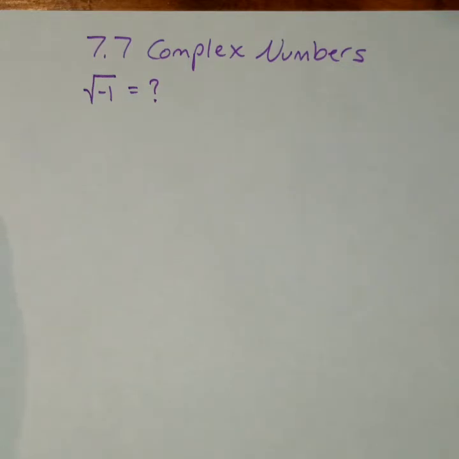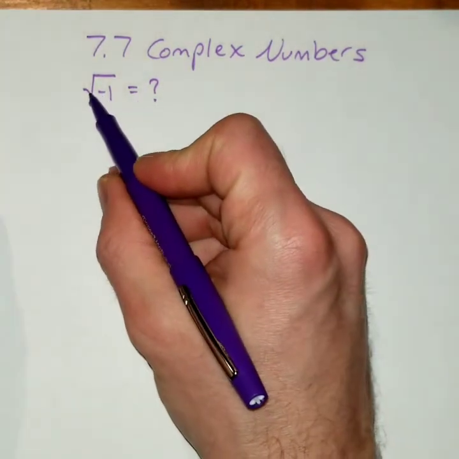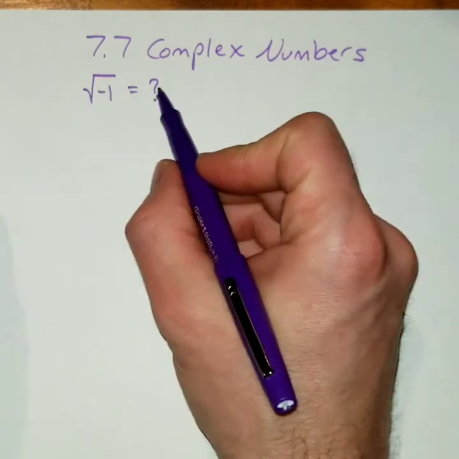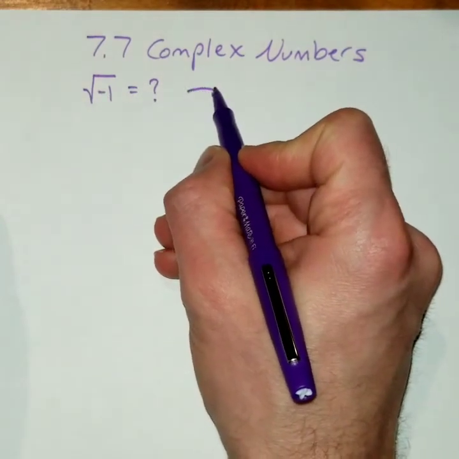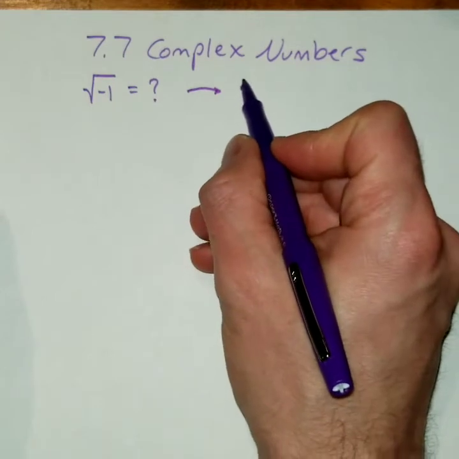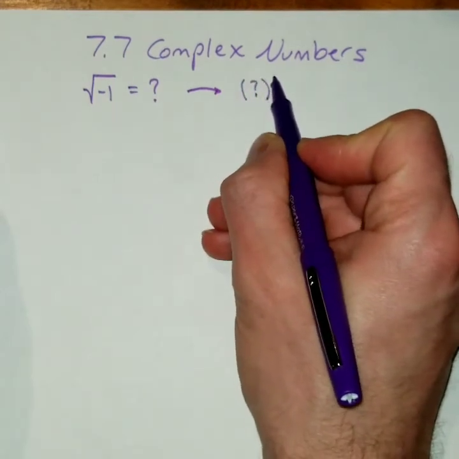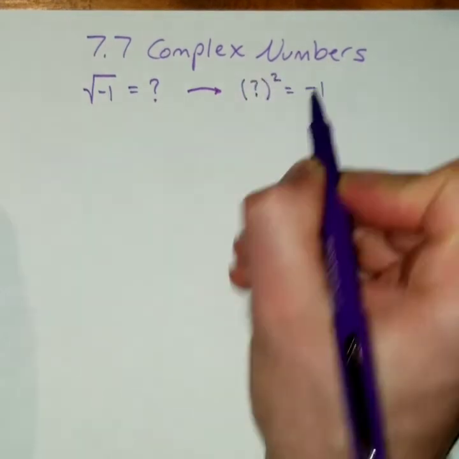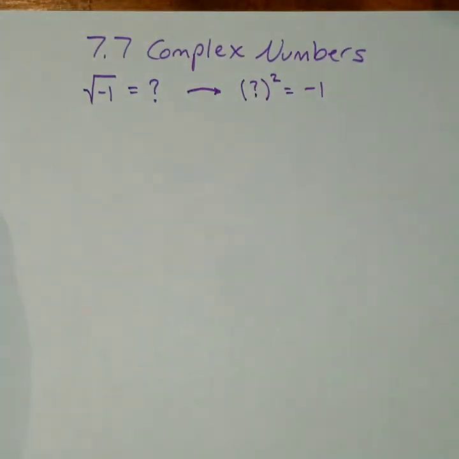Well, if we could do that, then that's like saying, remember, square roots are undoing a square. It's the reverse of a square. So if we could do that, it would be the same as taking that thing, right, question mark, squaring it, and getting -1. These two things are equivalent to each other.